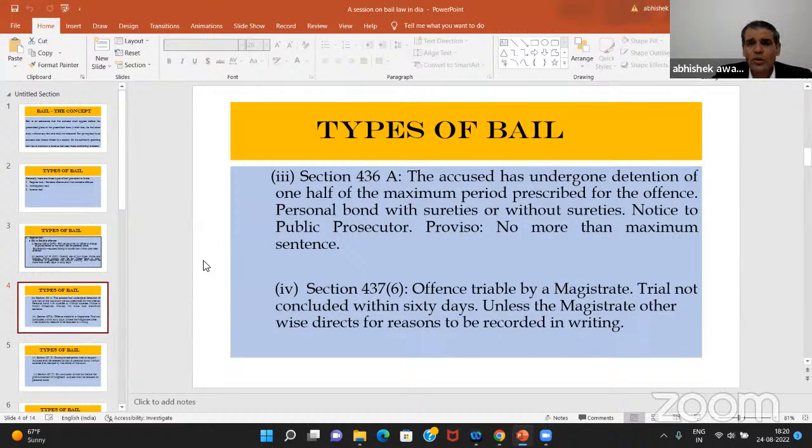Where the trial is not concluded within a period of 60 days from the date fixed for the evidence, the accused shall be enlarged on bail, unless the magistrate otherwise directs for reasons to be recorded in writing. So again here, it is the discretion of the court, but he has a right to be enlarged on bail.